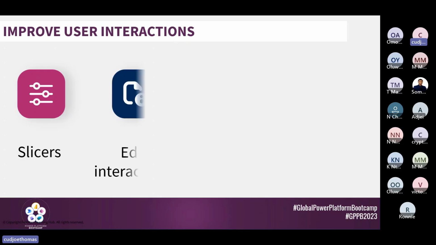The other option is to edit interactions. Now within Power BI, when you create visualizations, they interact with each other. Now, if you don't manage that interaction, you may end up confusing your users. So we are going to look at how we can edit those interactions to provide an amazing experience for the users as they interact with the visuals that you have within your Power BI report. Then we're also going to look at bookmarks, how you can bookmark pages and other visuals.